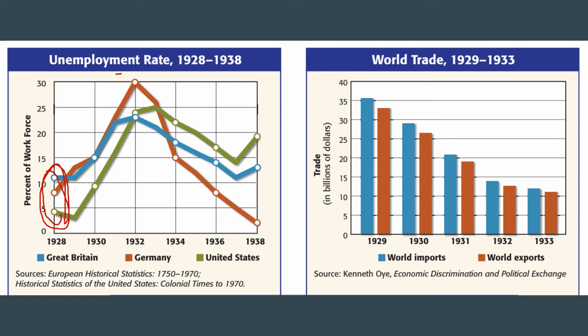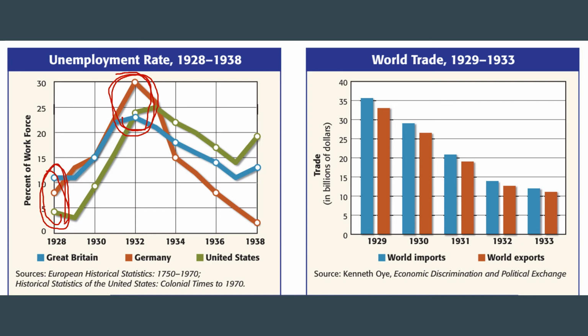We see in 1932, Germany has an unemployment rate of 30%. The United States and Great Britain have unemployment rates right under 25%. And we're going to see that this unemployment rate has a huge impact on quality of life for citizens of these countries. We also see in this world trade graph how steadily world imports and exports begin to drop.